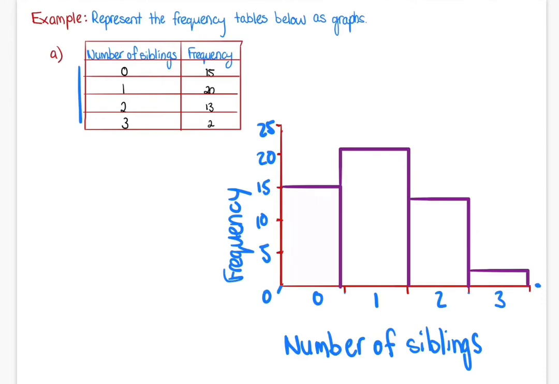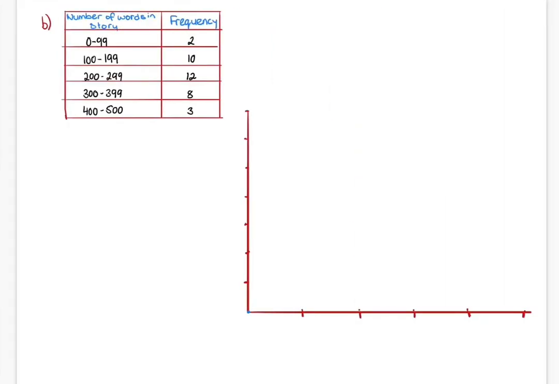This is a histogram because the bars are all touching, and because it's all following one stream. It's not just random things like color or anything. It's following a certain number line. So let's go into our second one. We're going to do the exact same thing here.